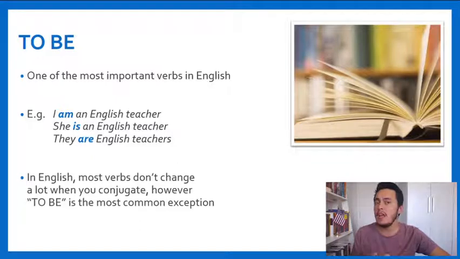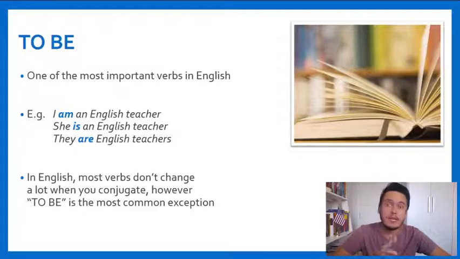So in English, most verbs don't change when you conjugate them. For example, I study, you study, they study, doesn't change much. However, verb to be is a big exception of that. And I usually don't tell my students to memorize things because that's not how it works in English. You can't memorize everything. It's a little bit impossible.